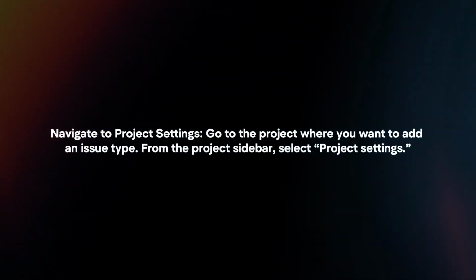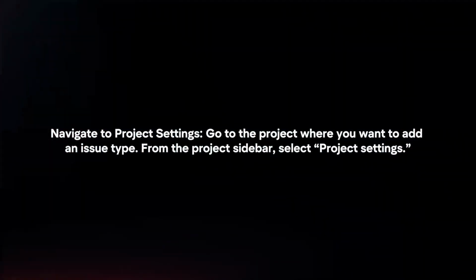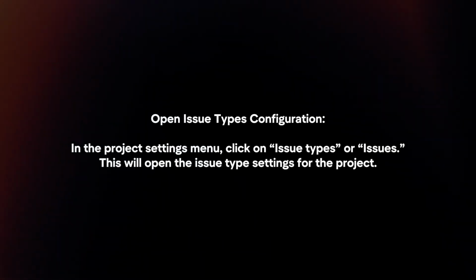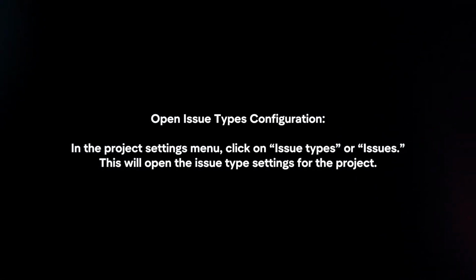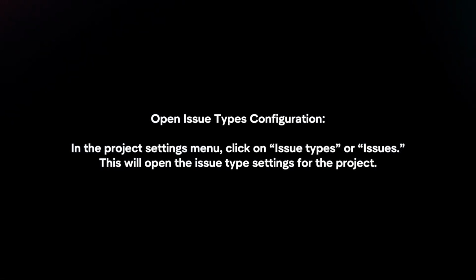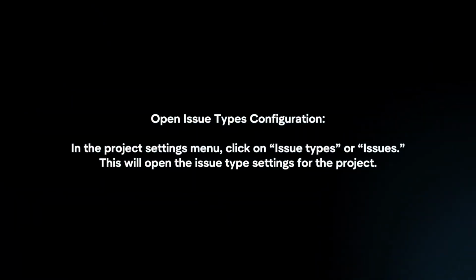From the project sidebar, select Project Settings. Open Issue Types configuration. In the Project Settings menu, click on Issue Types or Issues. This will open the issue type settings for the project.